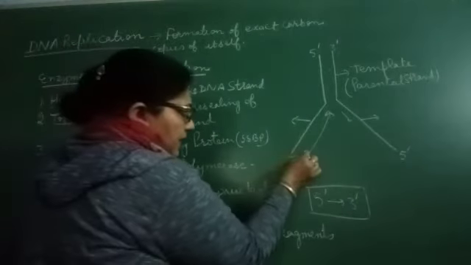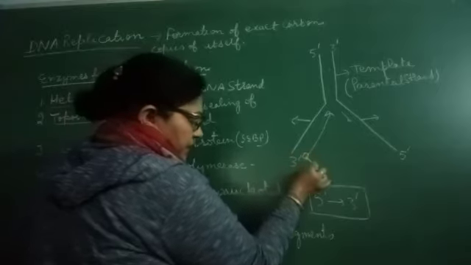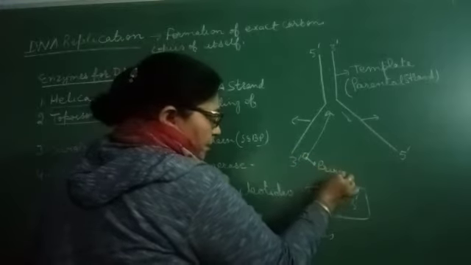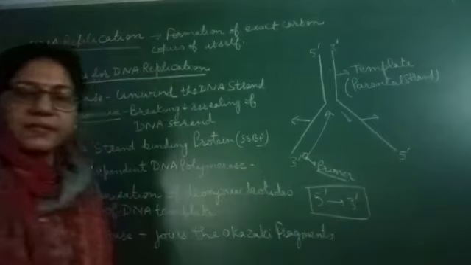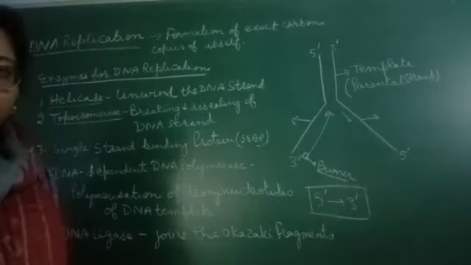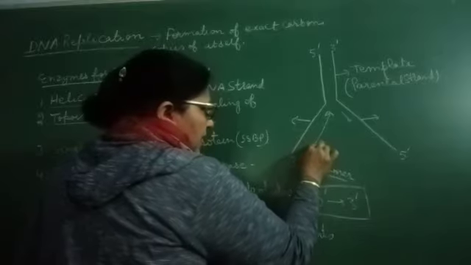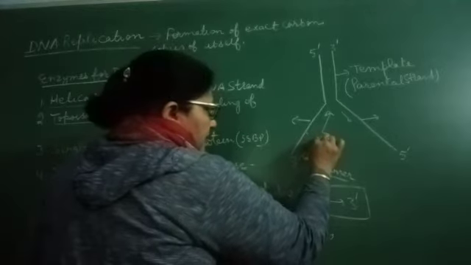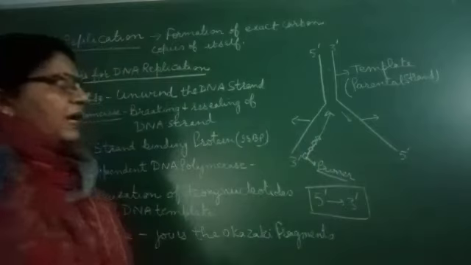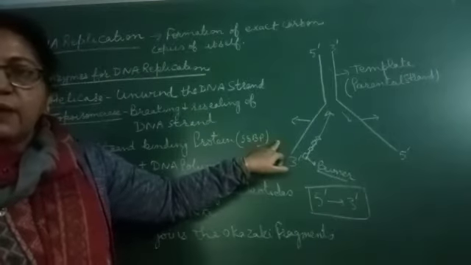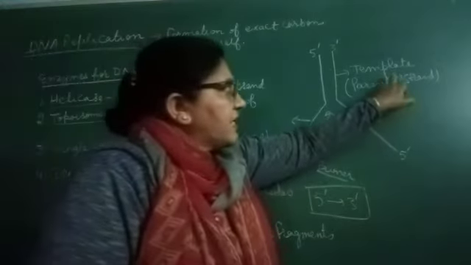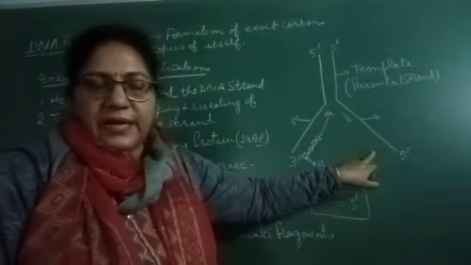At the end of 3' we will have a primer. This is your primer, that is the RNA primer, formed by the primase enzyme, and then they will form the deoxynucleotides which are complementary to the template strand. Why do we call it a template strand? Because it forms the new strands.